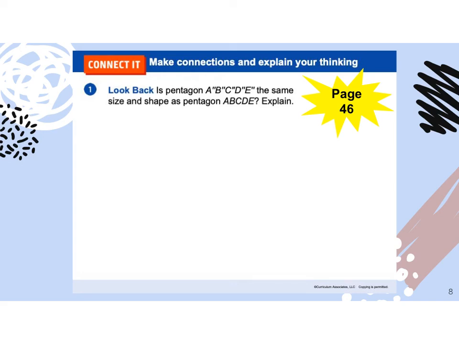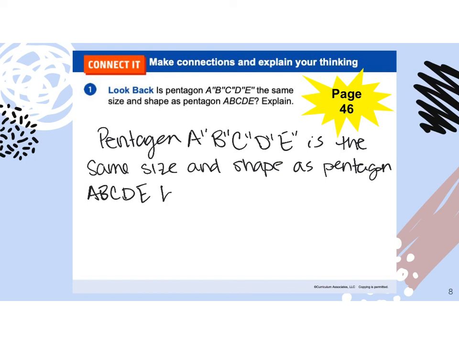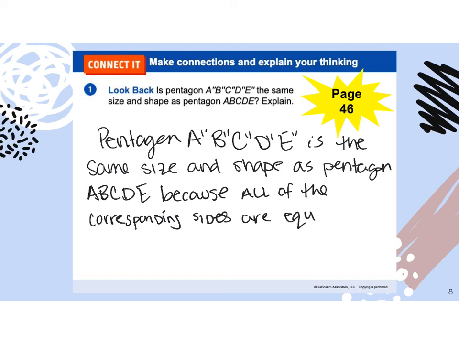So to explain this in a complete thought, pentagon, the double primes, is the same size and shape as pentagon, the original, A, B, C, D, E, because all of the corresponding sides are equal in measure. Period.